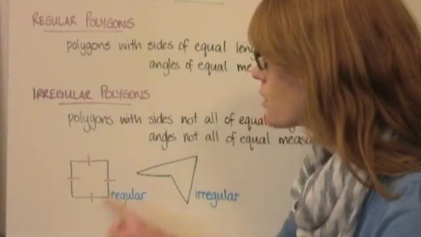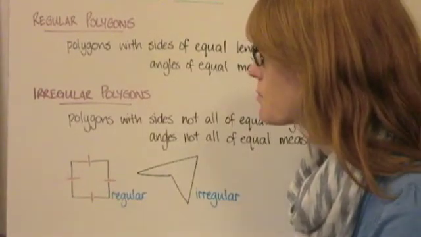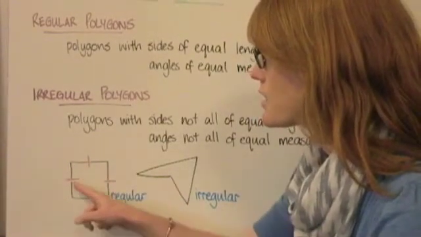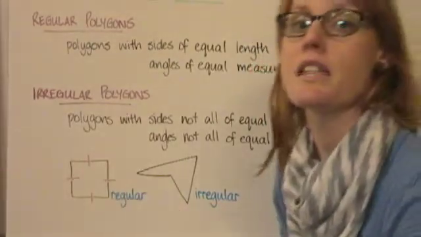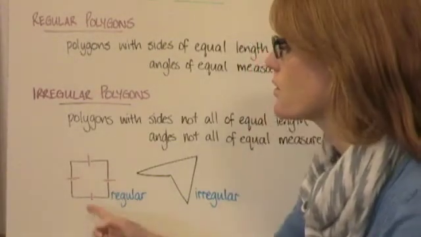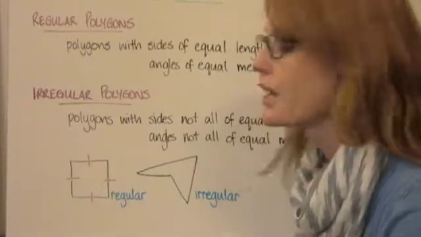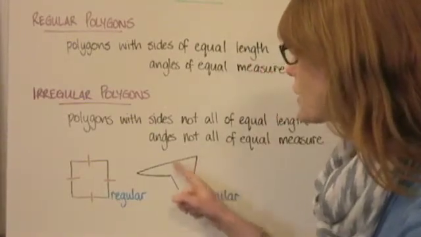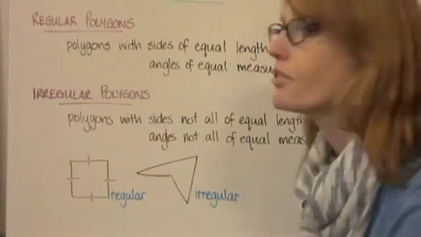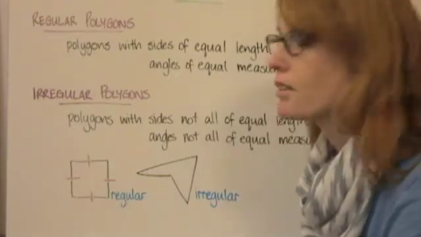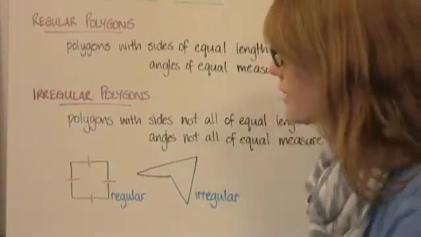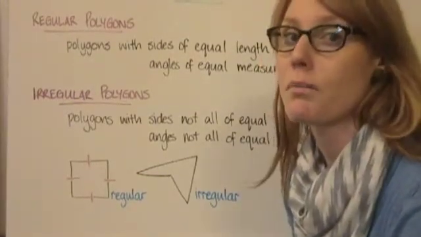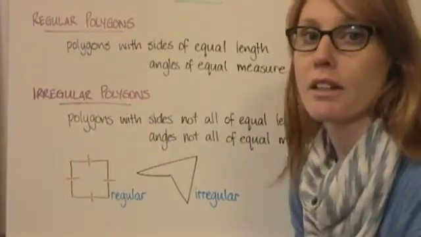So here we have a 4-sided polygon, and these lines here indicate that the line segments are of equal length. So this polygon can be classified as regular. This one here also has 4 line segments, but none of them are of equal length, and the angles are not of equal measure. So this would be an irregular polygon.